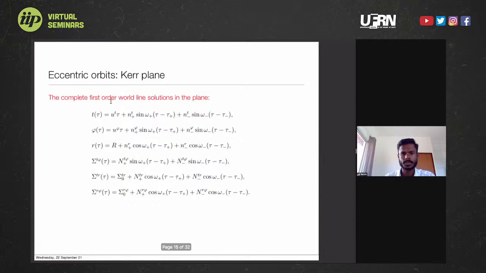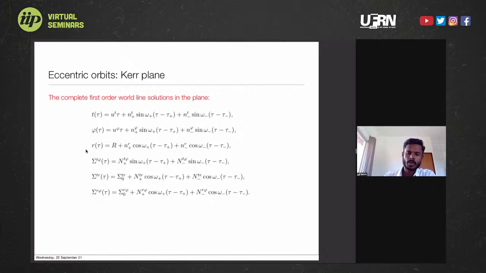And the complete first order whirlwind solutions are given here for t, phi, r, sigma tr, sigma r phi as functions of proper time, where the first term in all the equations, u t, u phi, r and sigma 0 tr, sigma 0 r phi, are evaluated in the circular reference orbit. And the remaining terms are the deviated orbit. So the circular orbit plus the deviated eccentric orbit gives the complete first order whirlwind solutions. This is a complete solution, where these n plus minus and this capital N plus minus are nothing but the amplitudes, which we will see in an example.